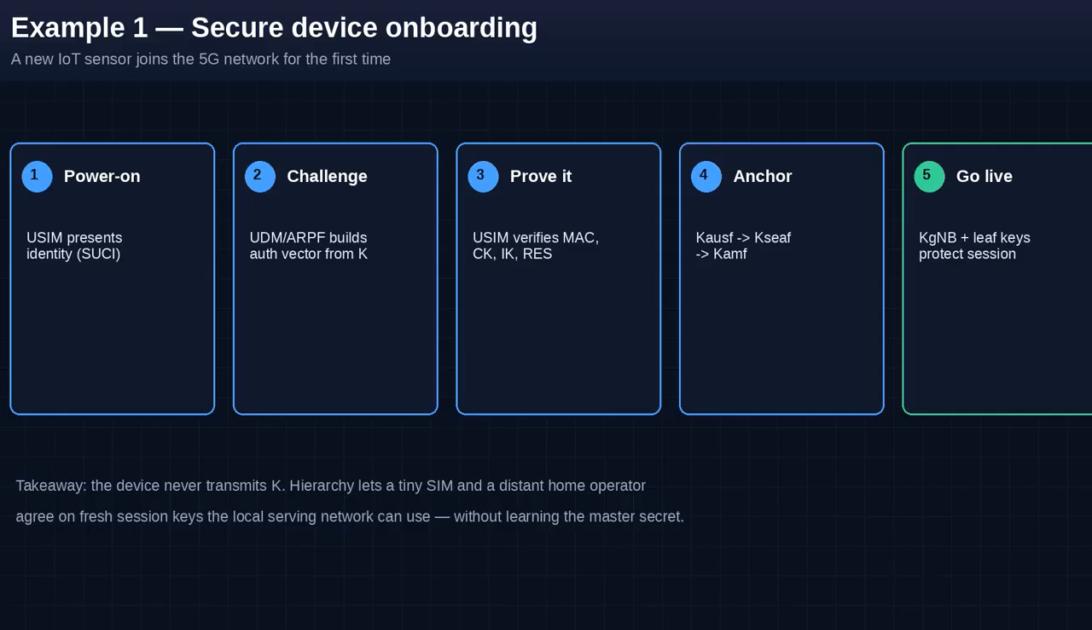Step 4. Both sides derive CAUSF, then KCAF for the serving SEAF, then KSAMF for the AMF. The sensor and the network now share a serving core key without ever transmitting K. Step 5. KSAMF yields KGNB and the leaf keys. The first user plane packets from the sensor leave encrypted. Factory floor, smart meter, camera, same ladder. The hierarchy turns a tiny chip and a distant vault into a live, least privilege session.